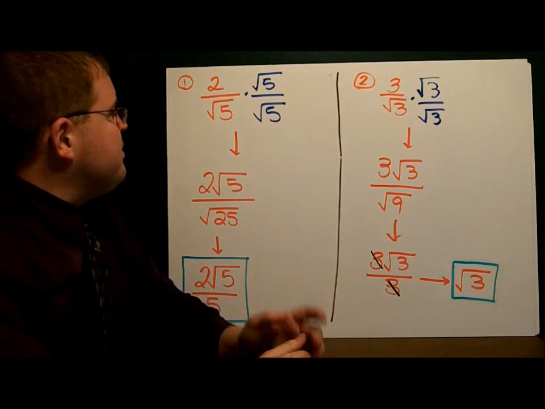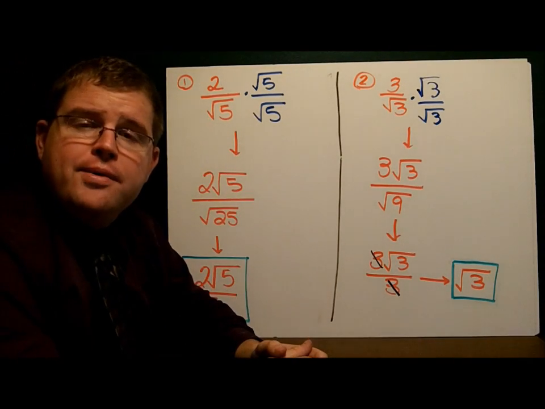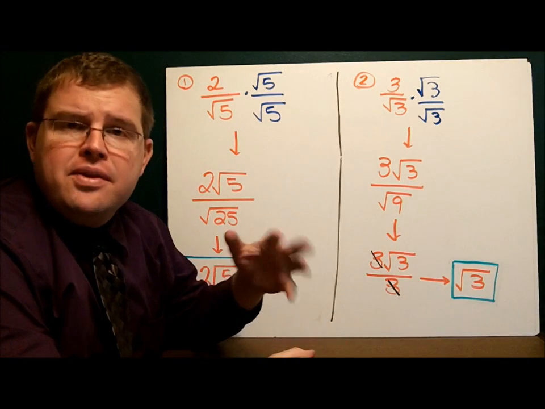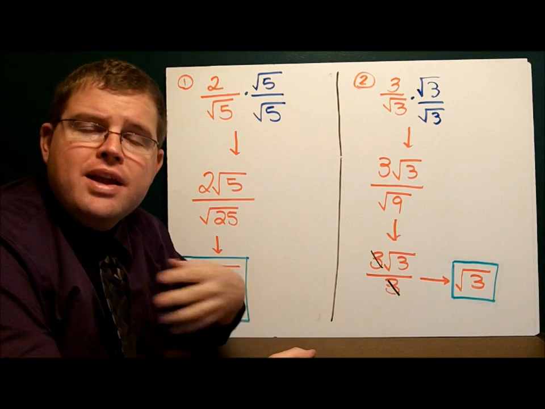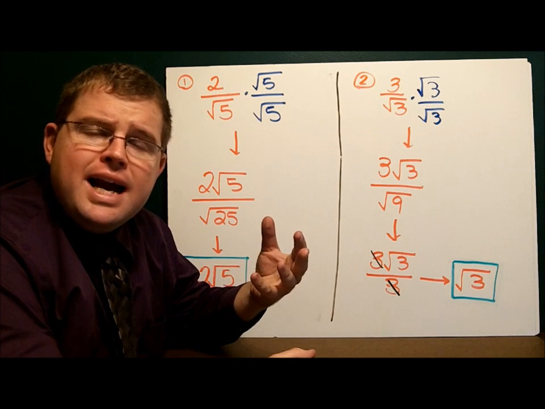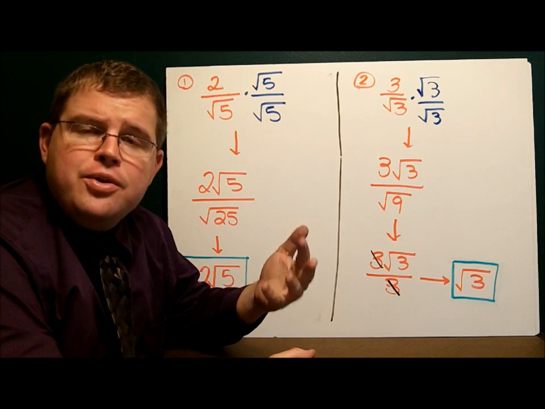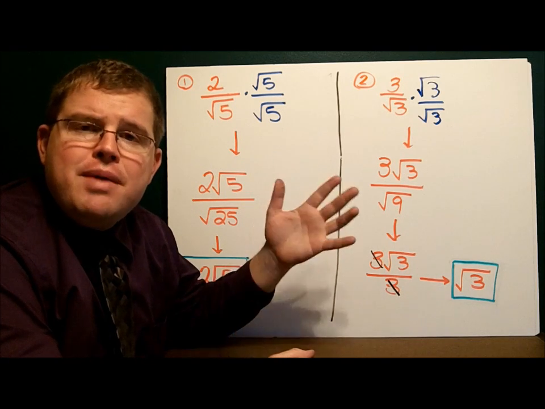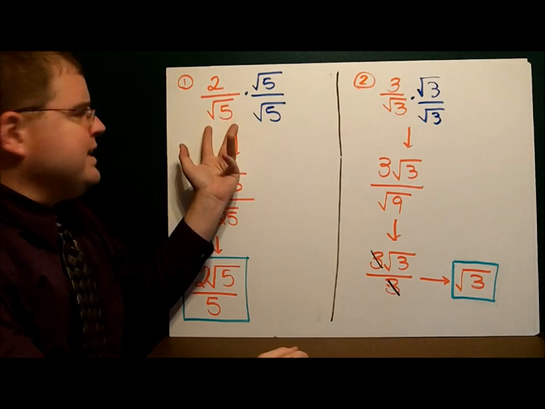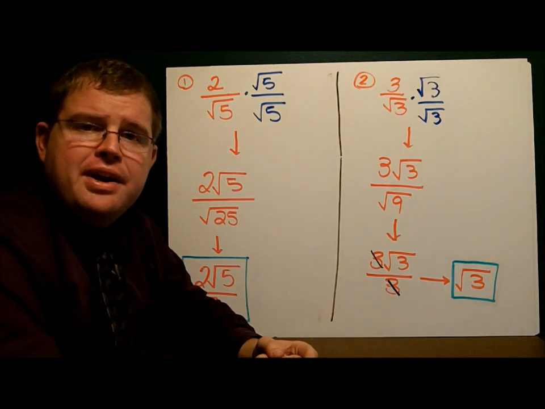In our first example, we have 2 over the square root of 5. Now, to me, rationalizing is the method of last resort. If I don't have to rationalize, I won't. And so the first thing I always look to see is if I can do any plain old division, and maybe that'll take care of the problem for me. Well, it does not. There's nothing I can divide here.